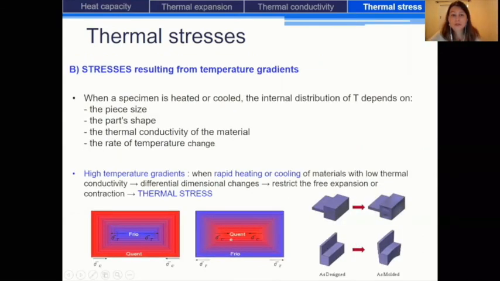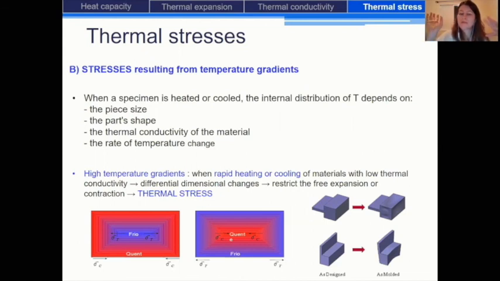Then we have thermal stresses that result from temperature gradients. So when a specimen is heated or cooled, we have a distribution of temperature on the piece. This depends on various factors. For example, the piece size, I think it is quite obvious. The bigger the piece, the more important the gradient of temperature will be. The part shape, the thermal conductivity of the material, and the rate of temperature change.